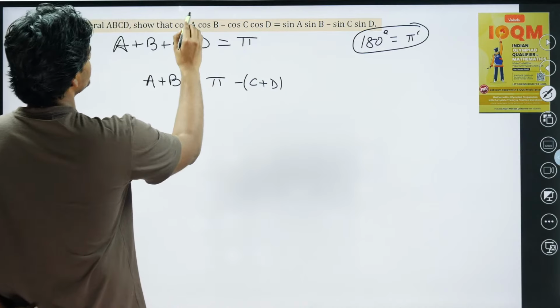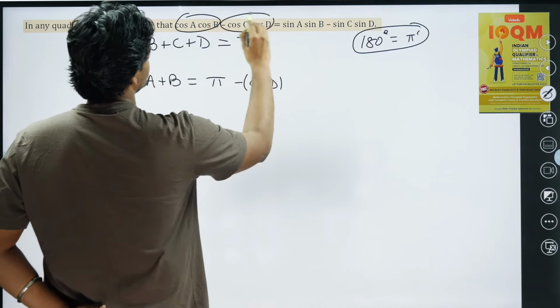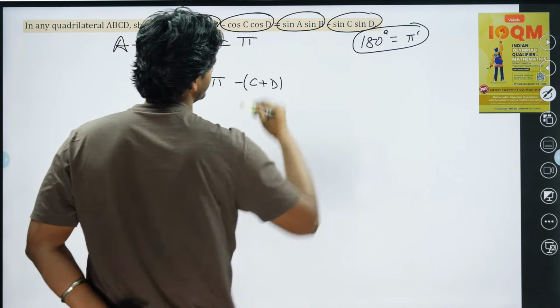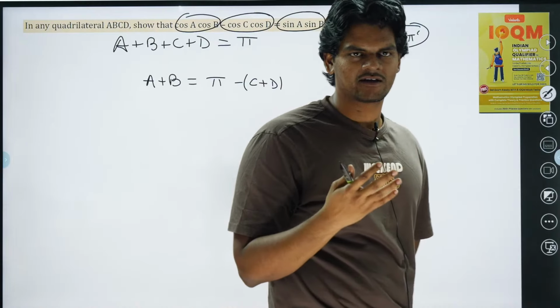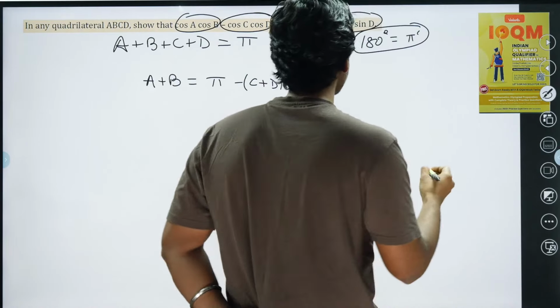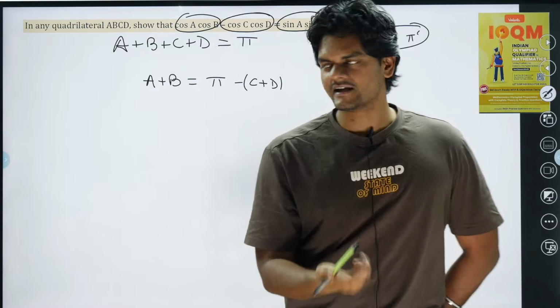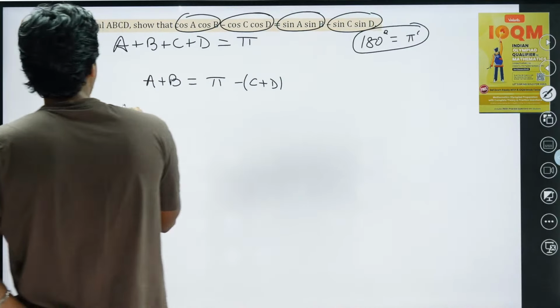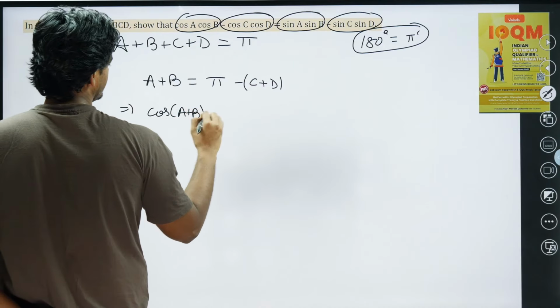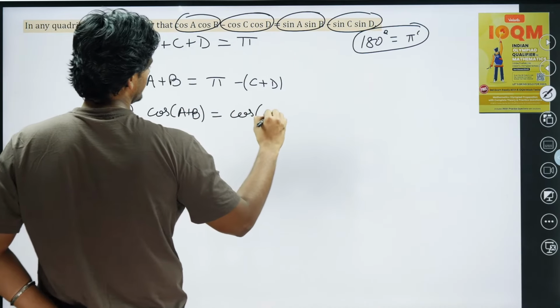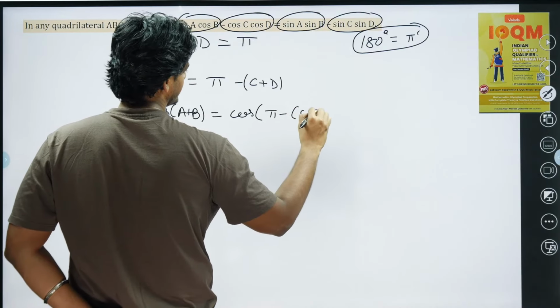See, we have cos A cos B, cos C cos D, sin A sin B, sin C sin D. So it should be clear that we are using cos A plus B kind of a formula, right? Because in cos A plus B only we have cos A cos B minus sin A sin B, right? So we have to use something like that. So this tells us that cos A plus B is equal to cos of pi minus C plus D.